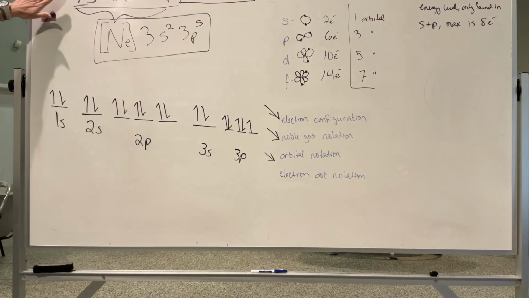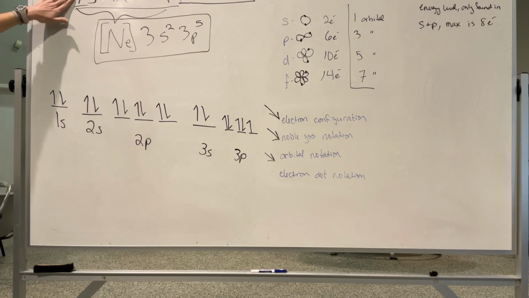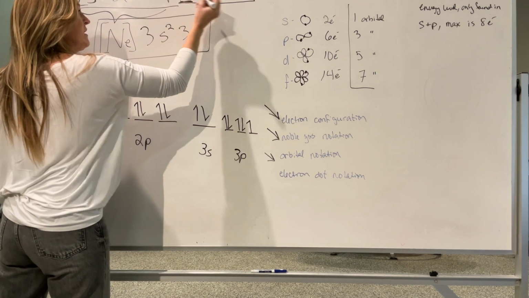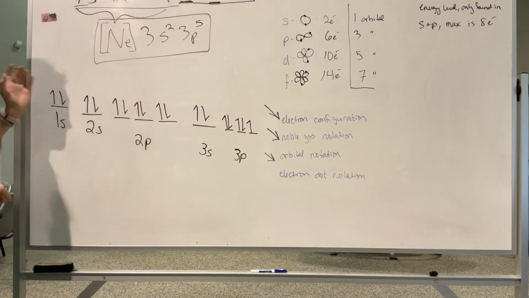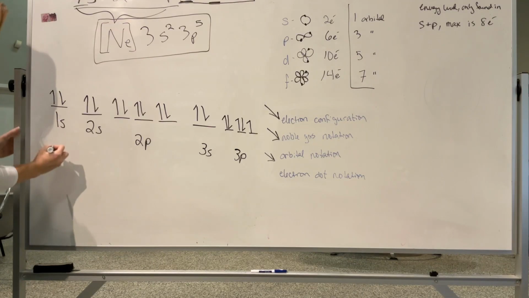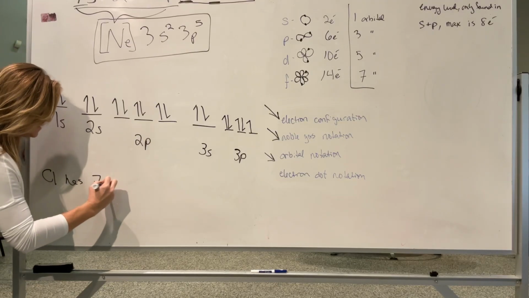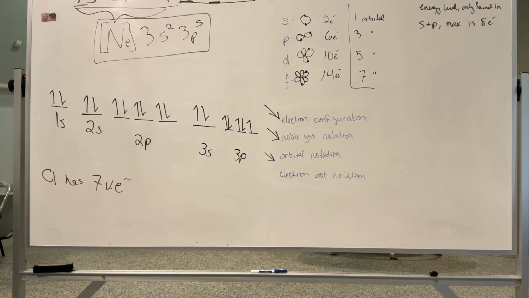So if I look at this electron configuration, what is my highest energy level? 3, right? So all of my 3s, I'm going to look at how many electrons there are, and I'm going to add them up. 7. Yep, so chlorine has 7 valence electrons. I'm just going to put a V like that, for valence electrons.